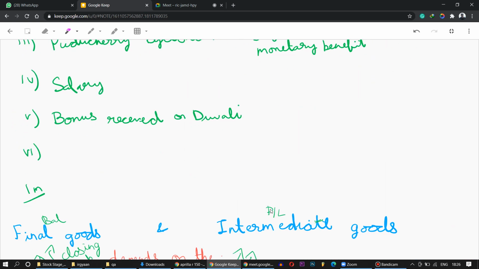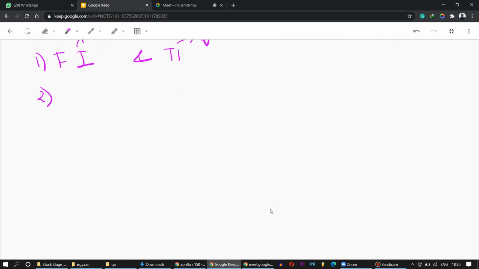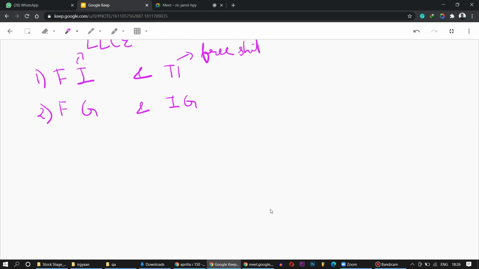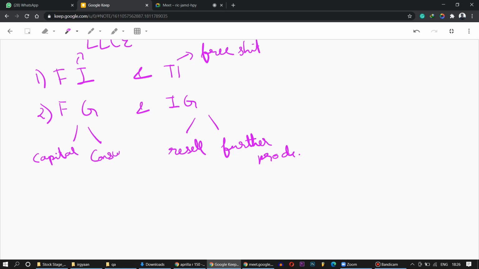We covered final goods and intermediate goods. In intermediate goods, it will be either for resale or it will be for further production. In final goods, it will be either capital or consumption. This is a car for private use, this is a car for Ola. Got it?